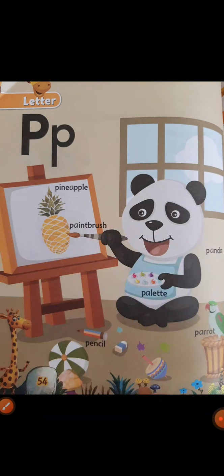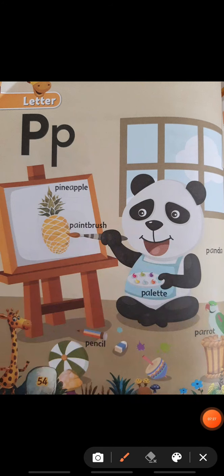P. So next letter is P. Okay, so now read it. Letter P. P for pineapple. P for paintbrush. P for pencil. P for plate. P for parrot. P for panda. Yeah. So once again, I will read it. You have to repeat. Okay.